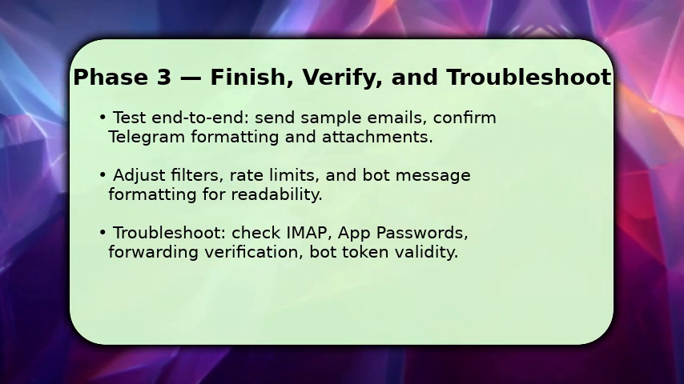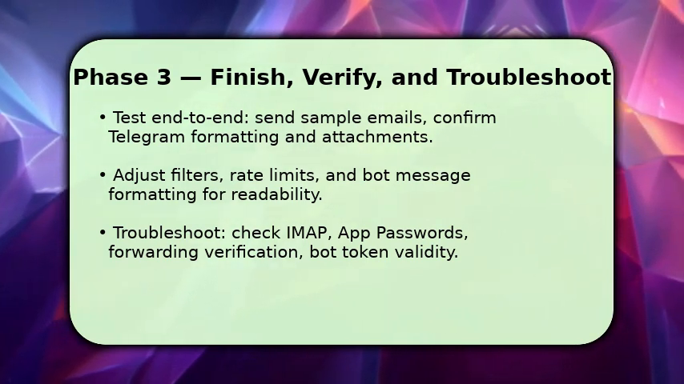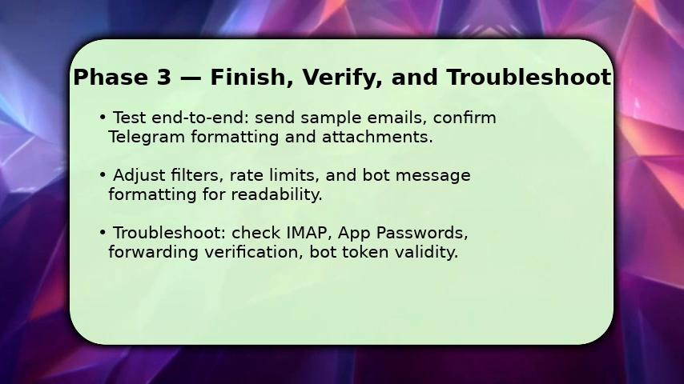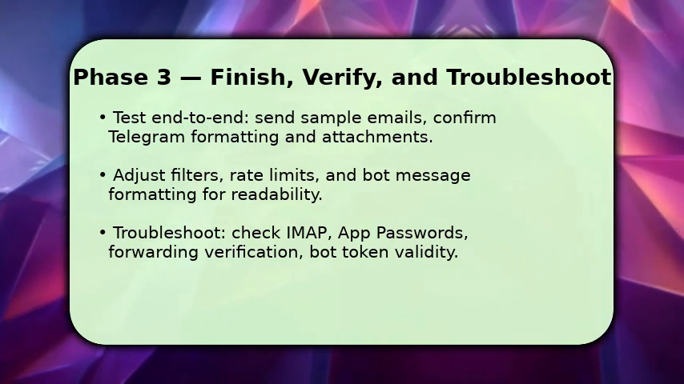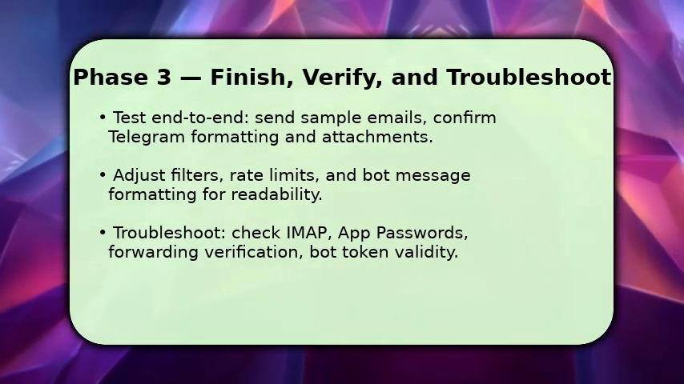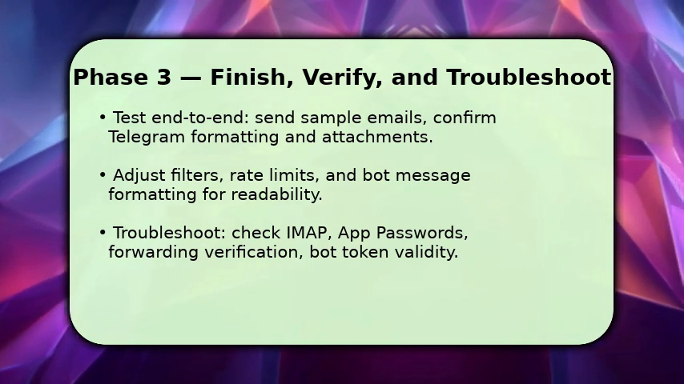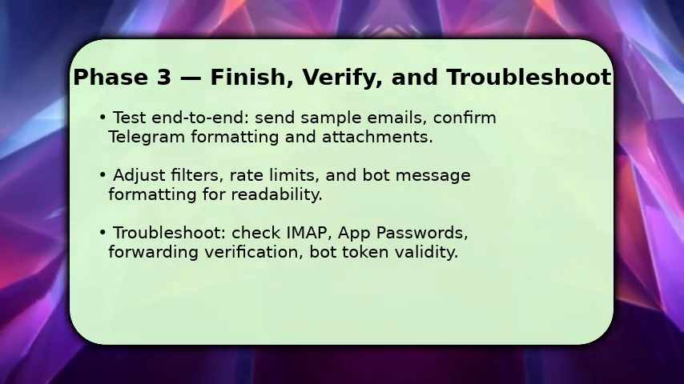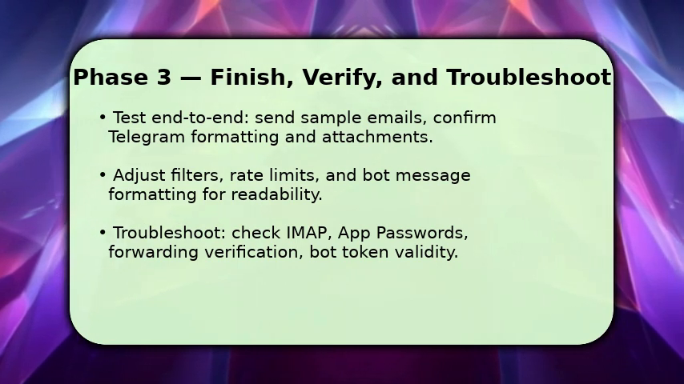If delivery fails, check IMAP state, confirm app password validity, verify Gmail forwarding was confirmed, and ensure the bot token has not been reset. If formatting breaks, inspect how the bot parses MIME, fix parsing rules and retry until stable.